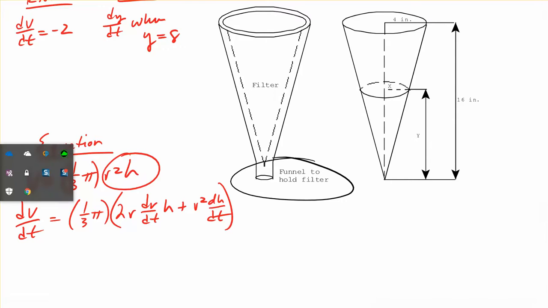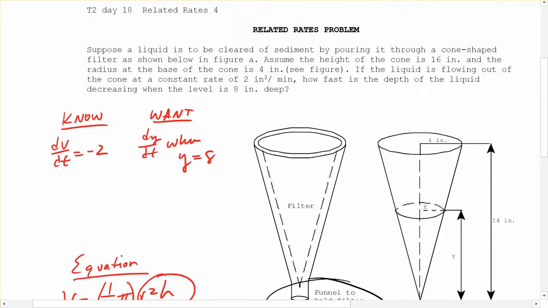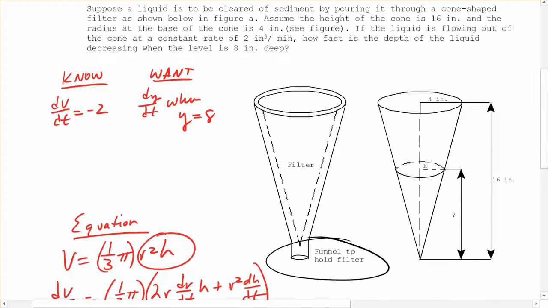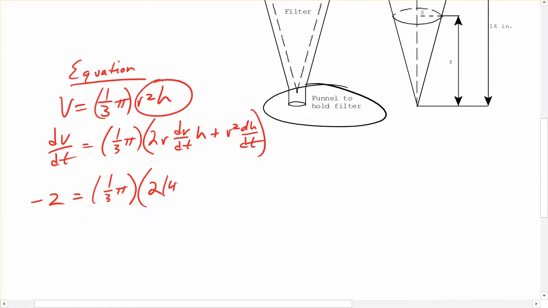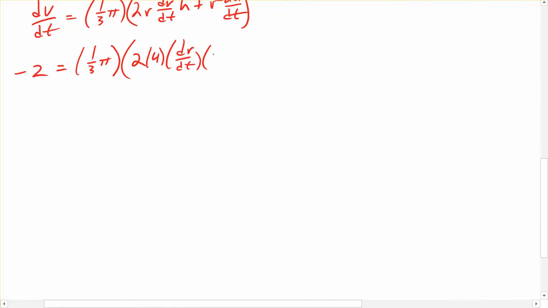Now finish it, everybody. You just had to use the product rule. Did you get to a wall? Yeah, so when you plug things in, what was dV/dt? Negative what? Negative 2 equals, okay, not 2 equal signs. You get 1/3 pi, and you're like, hey, I'm cruising along here. 2 times, when r was what? 4. So 2 times 4 times dr/dt times, what was the height? You sure? When the water level is 8.